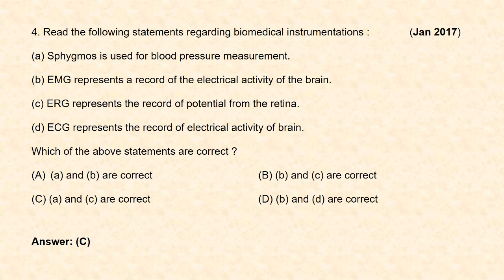Next question. This question was asked in Jan 2017. Read the following statements regarding biomedical instrumentations. A. Sphygmos is used for blood pressure measurement. B. EMG represents a record of electrical activity of brain. C. ERG represents the record of potential from the retina. D. ECG represents the record of electrical activity of brain. Here, if you see, A, Sphygmos is used for blood pressure measurement, and C, ERG represents the record of potential from the retina, are correct. So option C is the correct one.